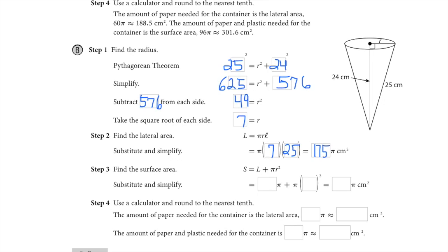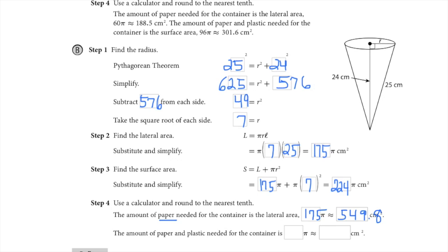Notice I'm not changing that to a decimal, so we're going to substitute that piece in to find the total surface area. 175 pi plus another pi r squared, or 7 squared, and we get 224 pi. The paper part is 175 pi. That's just the lateral area. So 549.8 with my calculator in the last step.